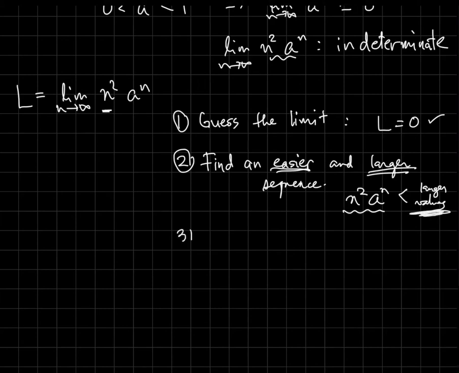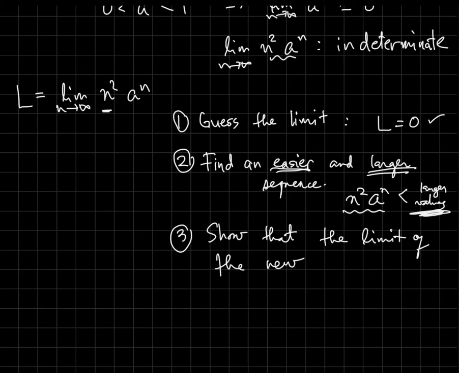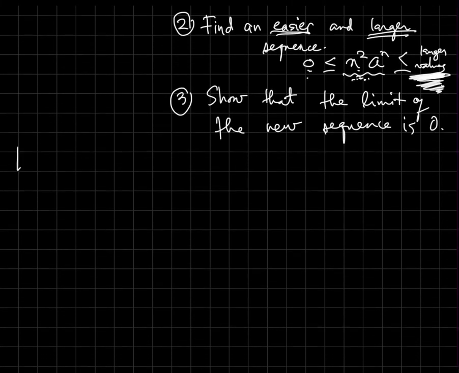And lastly, when we've found those values, we will show that the limit of the new sequence is 0. And again, this works because if the limit of the larger sequence is 0, and we know that this is less than or equal to it, then this must be 0 if this is non-negative. And we will show that in the following. So again, I'd like to write it down again.